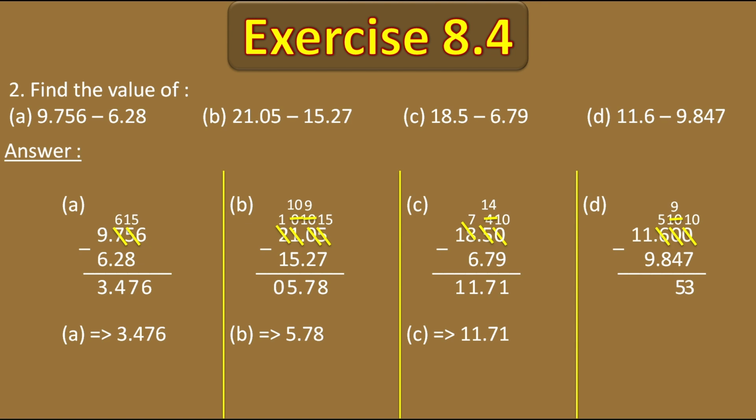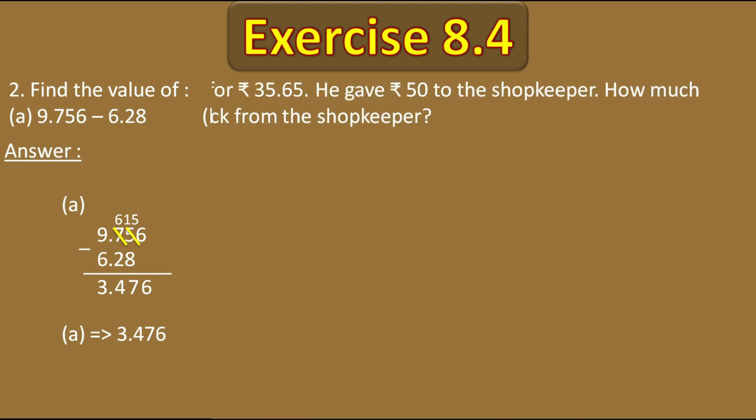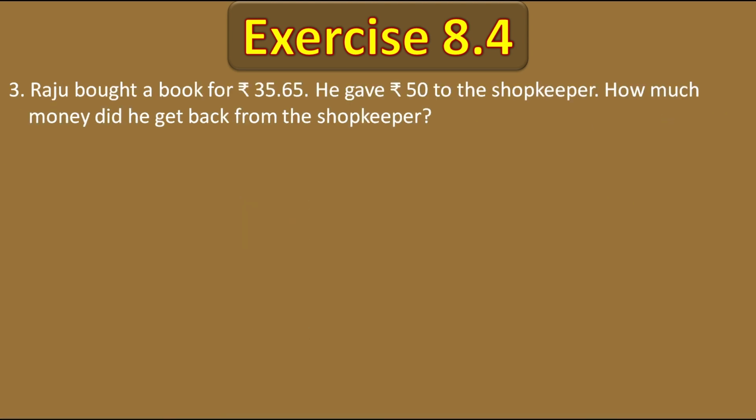5 minus 8 again we can't do. So before that there is 1. So that 1 we will make 0 and this 5 we will make 15. So 15 minus 8 is 7. Now 0 minus 9 again we can't do. So we will take 1 again from this 1. So this 1 became 0 and this 0 became 10. 10 minus 9 is 1. So the answer we got is 1.753. Okay. The next question is the third one, that is Raju bought a book for rupees 35.65.